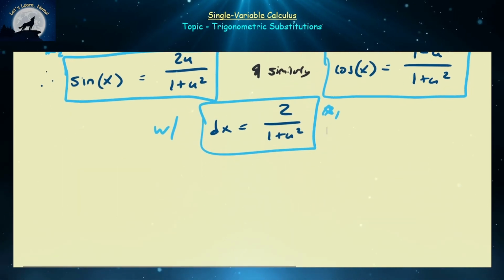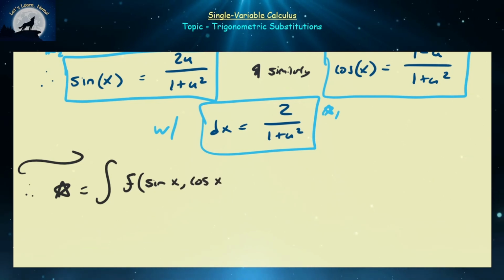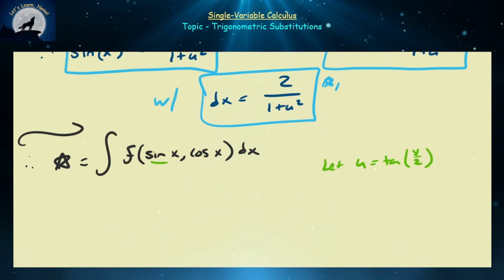Okay, so let's bring this together and see what kind of integrals we can solve with this so-called wonderful Weierstrass substitution. So if we have an integral of the form, let's call this arbitrary function f, that only has sine and cosine in it. So we have a bunch of sines and a bunch of cosines, and we don't really know how to solve that integral. Then, if we let u be equal to the tangent of x over 2, we have another way of representing sine, another way of representing cosine, and another way of representing dx in terms of u and u only, without x.